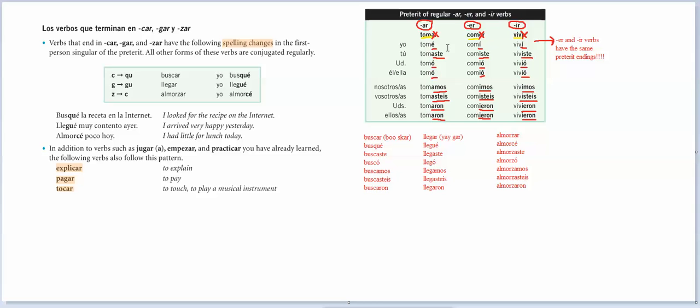So any verbs that end in -car, the C changes to a QU before you add the E. The change only happens in yo. Any verb that ends in -gar, you put a U between your G and your E, and it only happens in the yo. And any verb that ends in -zar, you're going to change your Z to a C before you add your E, and that change only happens in the yo form. So let's go back and look at the practice that we were doing.